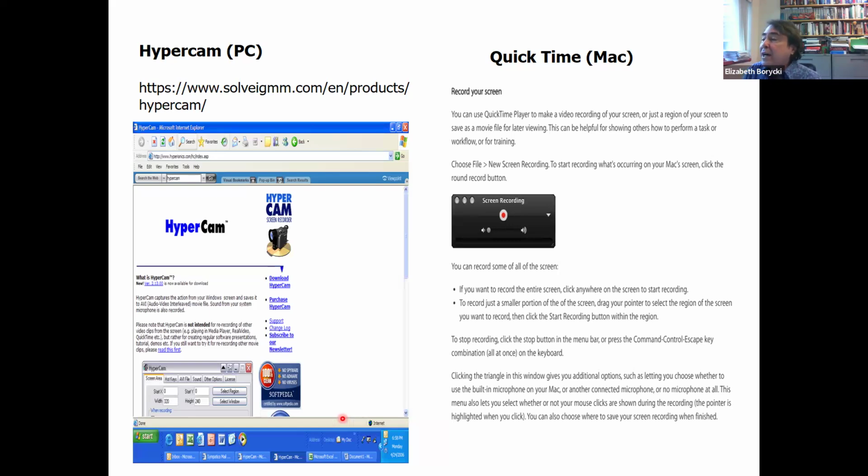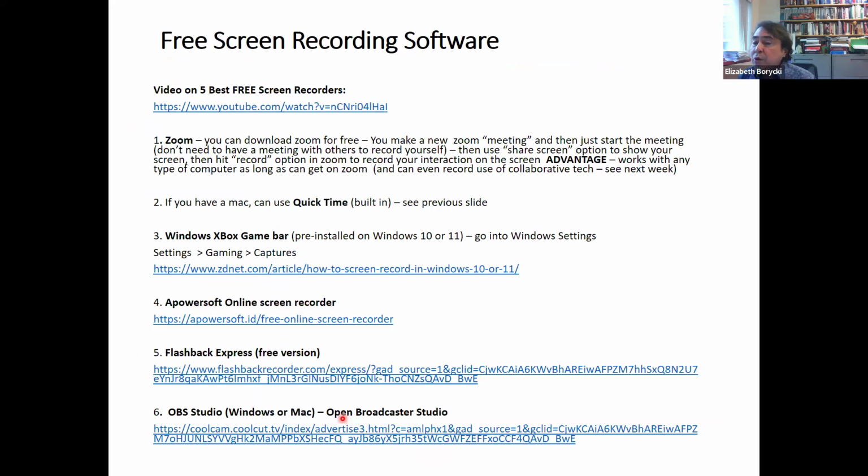And on the right-hand side was the QuickTime instructions for doing screen recording on the Mac, which was built in. And what I'll do is I will make these slides available. And at the end, I'll just have my email. I'll just email me. I can send you the slides to see what they had out there.